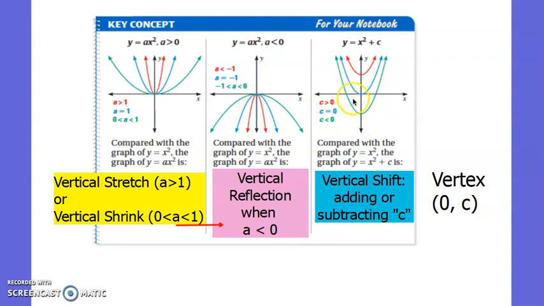It's the exact same curve. If you look carefully, this middle of this curve is the exact same. It's just shifted up or shifted down, including the vertex. The vertex will also move to whatever that c value was.